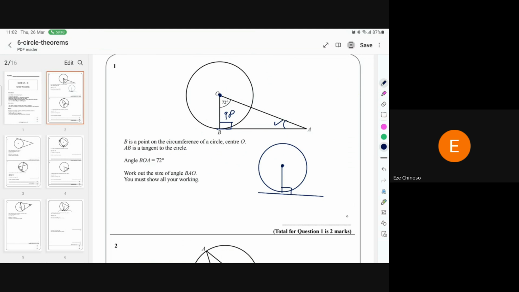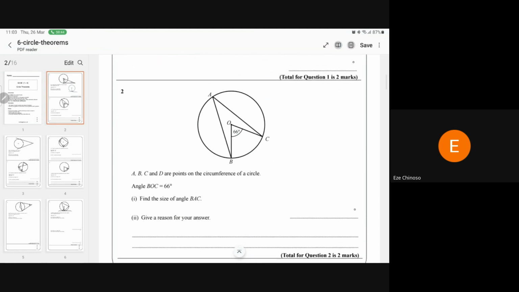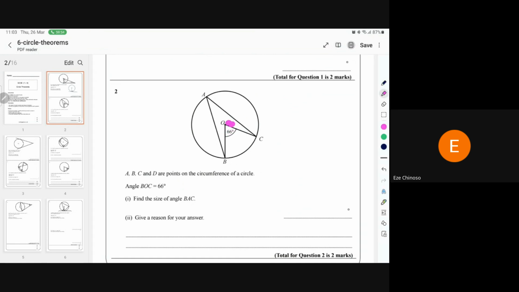You get the point now. Okay, so let's proceed. Now, the next one, we have this line. Remember what I said? This is familiar, isn't it? So this is your angle at the center twice the angle at the circumference.